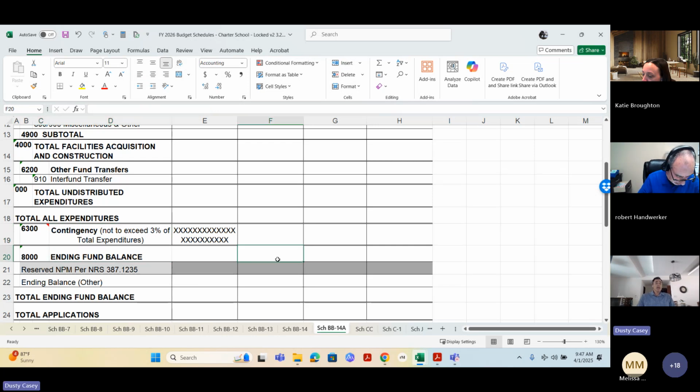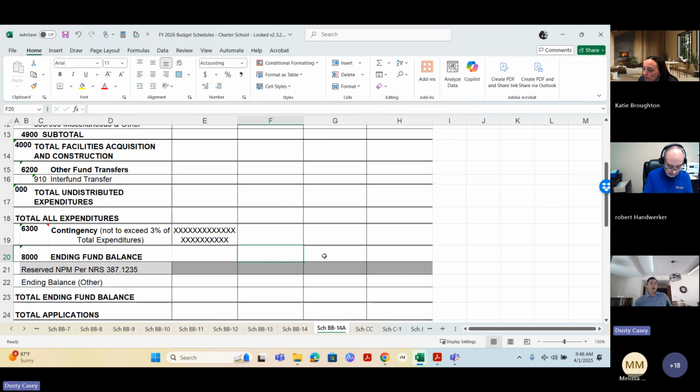Okay. Then after contingency is considered an expenditure. It's considered money that's gone and spent. You'll have your ending fund balance. So this is your budgeted ending fund balance after you, theoretically, spent your contingency.